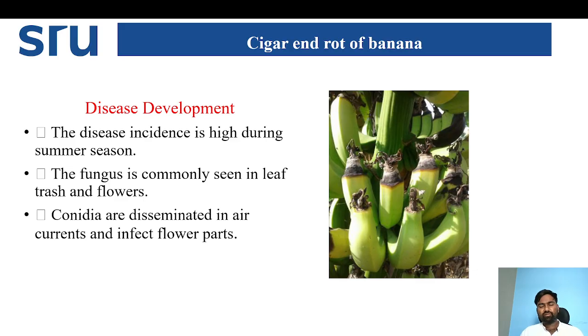Let's know about disease development. The disease incidence is high during the summer season. The fungus is commonly seen in the leaf trash or the flower, and survives in the infected plant debris. Conidia are disseminated in the air current and infect the flower parts. Then eventually the banana fingers get infected by Verticillium theobromae.